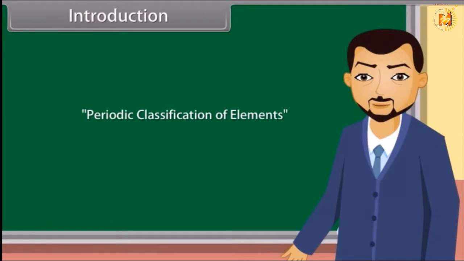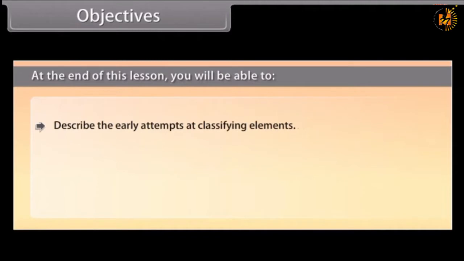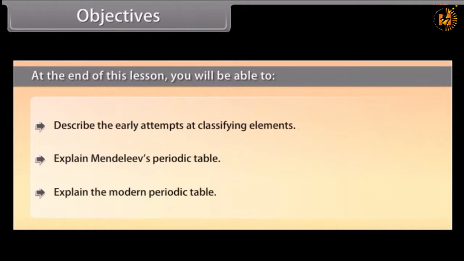Children, in this lesson we will learn about the basis on which elements are classified. Objectives. At the end of this lesson you'll be able to describe the early attempts at classifying elements, explain Mendeleev's periodic table, and explain the modern periodic table.